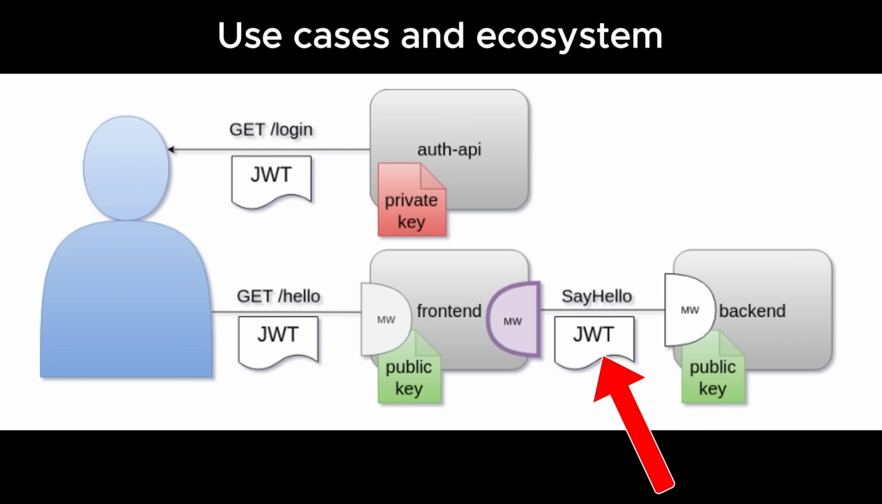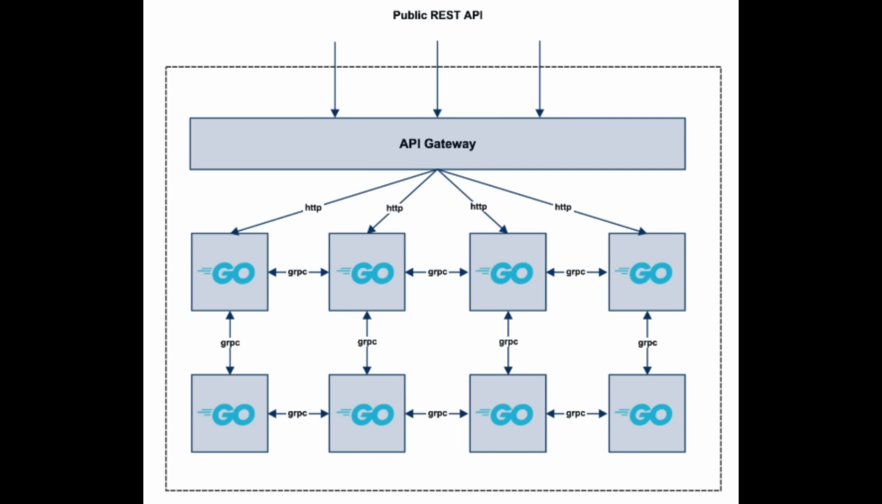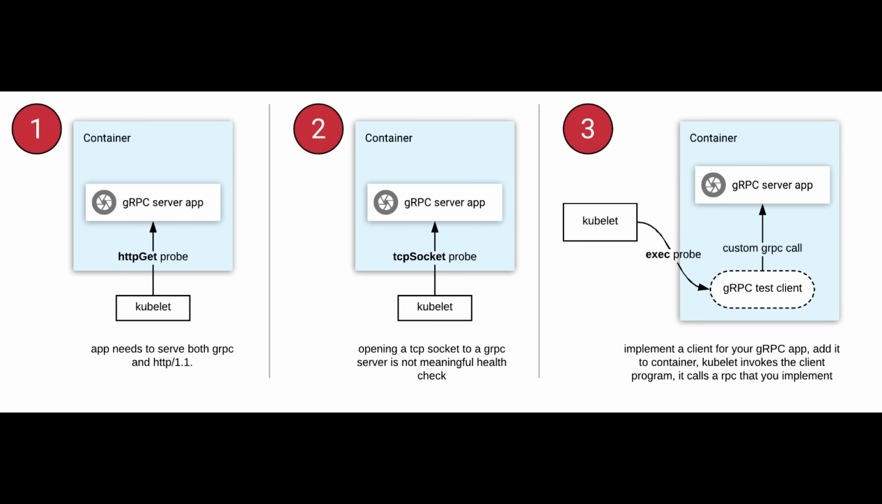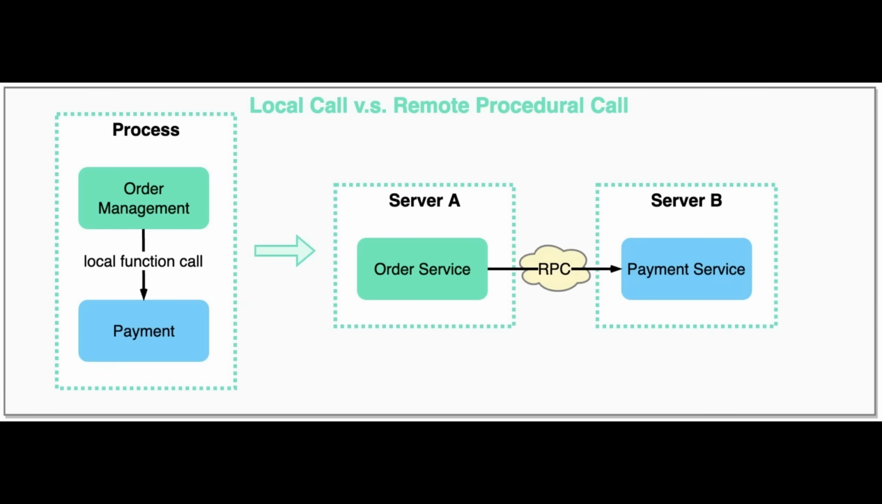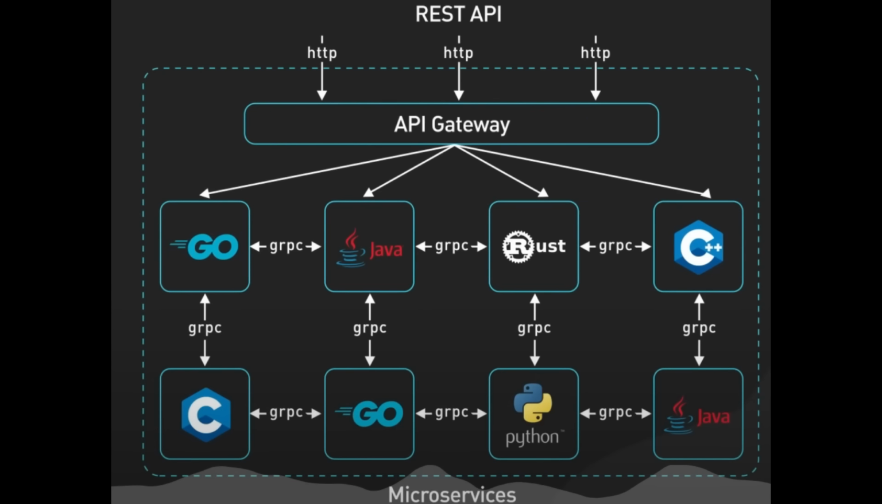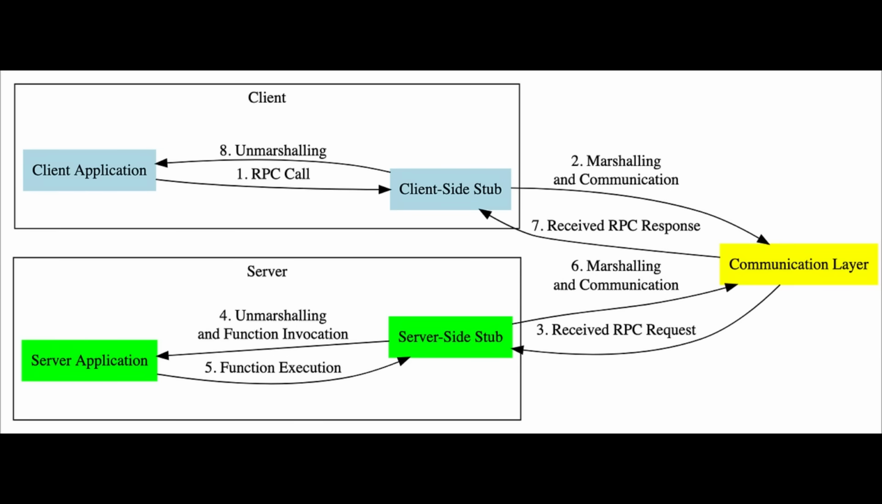gRPC is particularly well suited for microservice architectures, where many small services need to communicate efficiently within a distributed system. It's commonly used for backend to backend communication in environments like Kubernetes, as well as in large-scale enterprise systems that demand low latency and reliable inter-service communication. Because gRPC supports multiple programming languages, it enables heterogeneous systems. For example, a Go-based backend can easily communicate with a Python-based machine learning service or a JavaScript frontend via gRPC Web. Companies like Google, Netflix, and Square rely on it to power their internal service meshes and APIs.